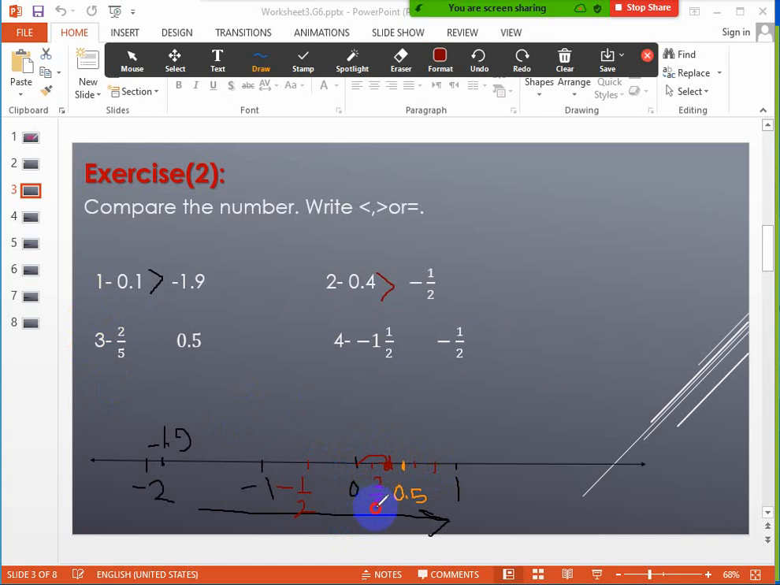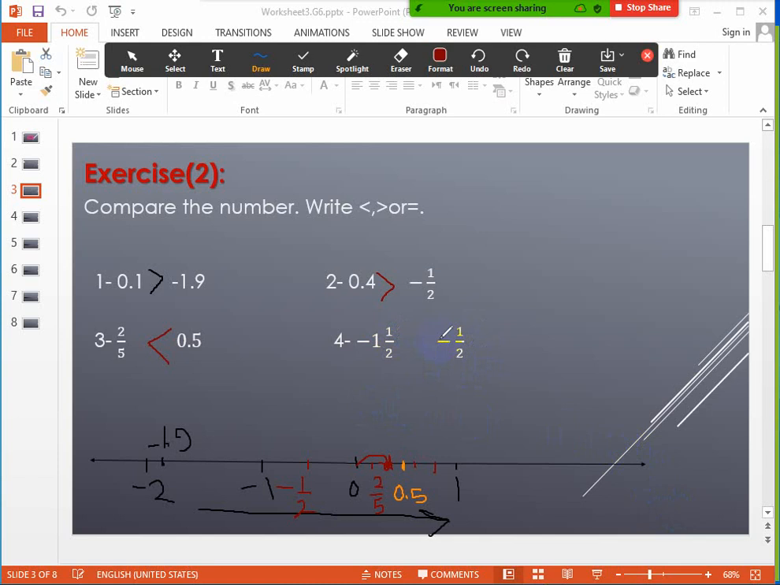Which one is the greater? No. Which one is the greater according to the direction? 0.5. Very good, Toli. Thank you, my dear. Okay, thank you. So now, what about negative 1 and 1 over 2, negative 1 over 2?